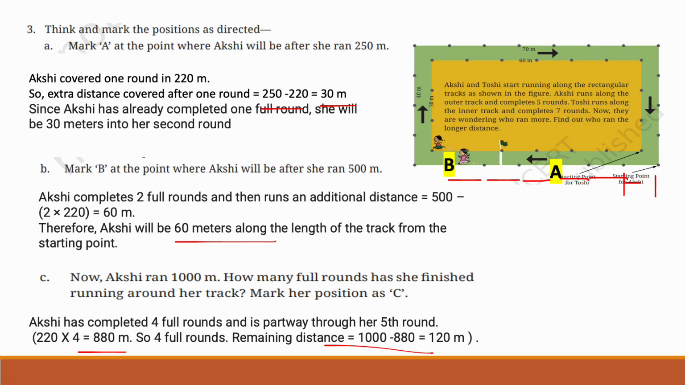So up to B it is 60 meter. Then here it will come 70, then 80, 90, 100, 110, 120. So point C will be here. Mark X at the point where Toshi will be after she ran 250 meter.